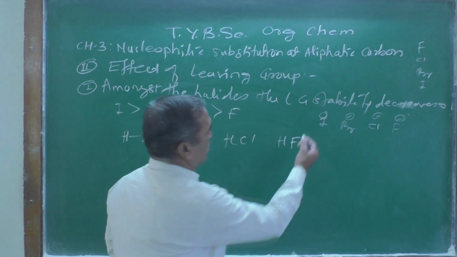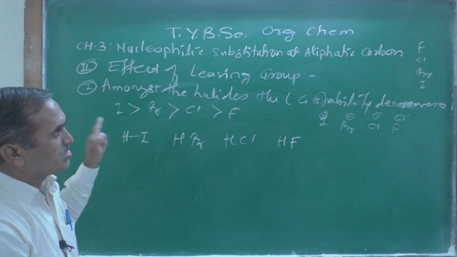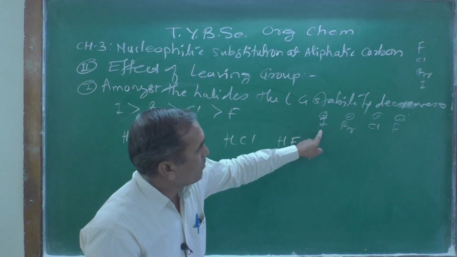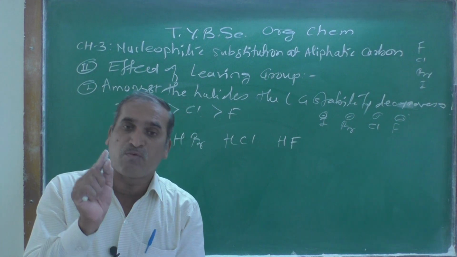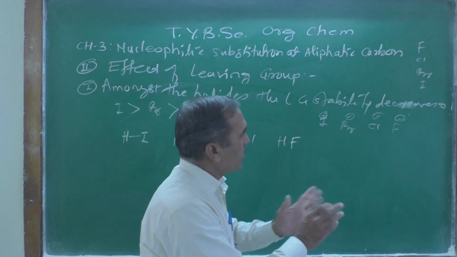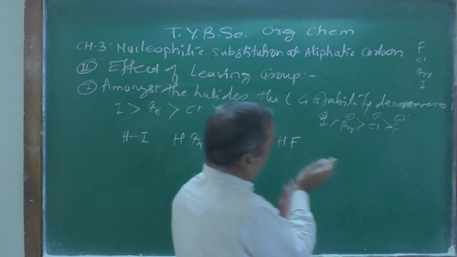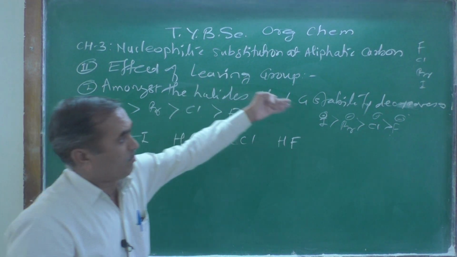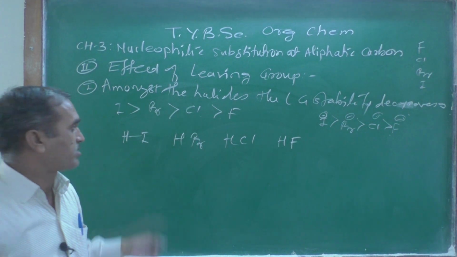And as we know, leaving group stability we have just seen. What about the nucleophile? I minus is a better nucleophile than fluoride, and F minus is a poor leaving group. Why is it a poor leaving group? Again, this is the stability order of these leaving groups, because they are the conjugate bases of the strong acids.